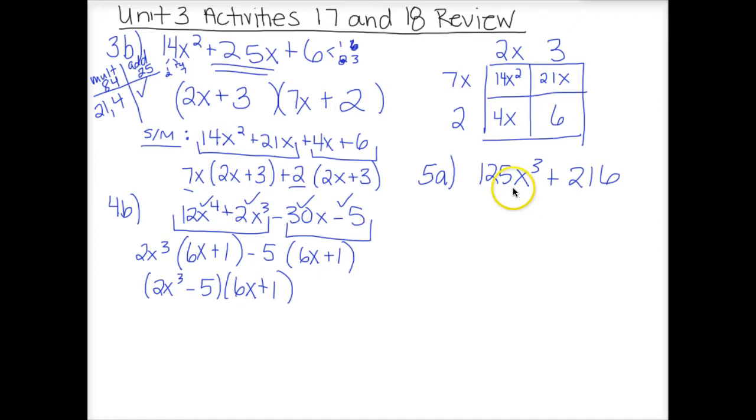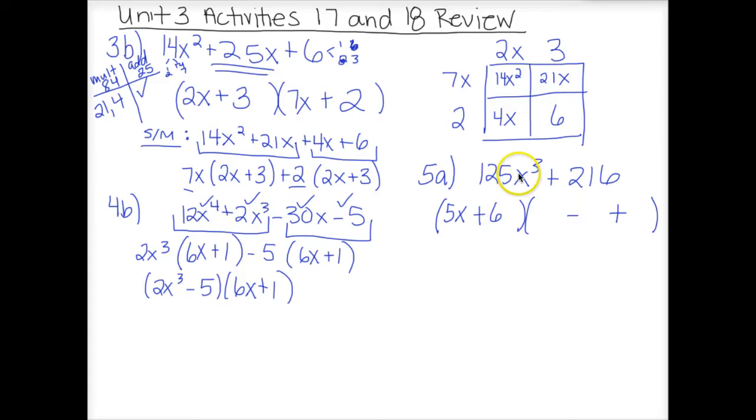In order to be a sum of cubes, both terms have to have a perfect cube root. 125x cubed's cube root is 5x, and 216's cube root is 6. So this is a sum of cubes. So I set up a binomial times a trinomial. I use SOAP to fill in my signs. Same, opposite, always positive. Cube root of 125x cubed is 5x, we said. Cube root of 216 is 6.